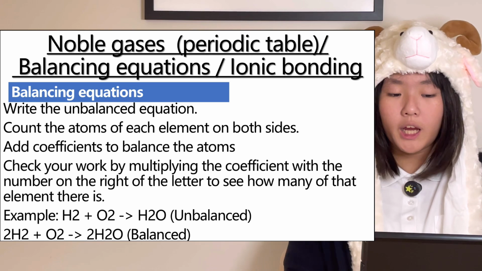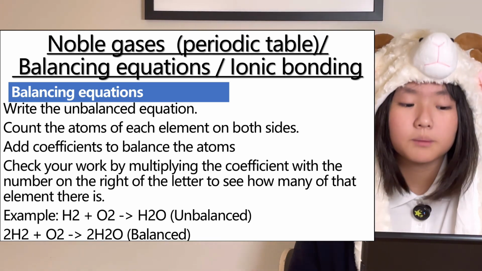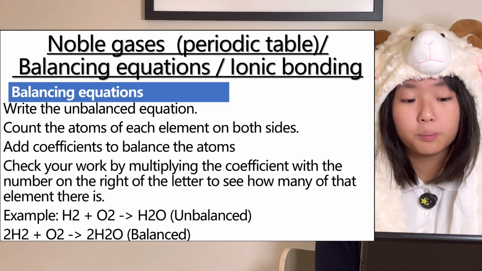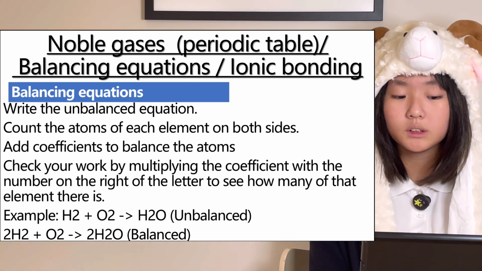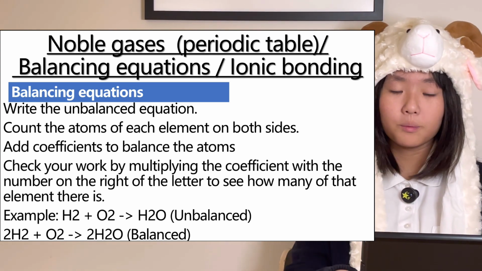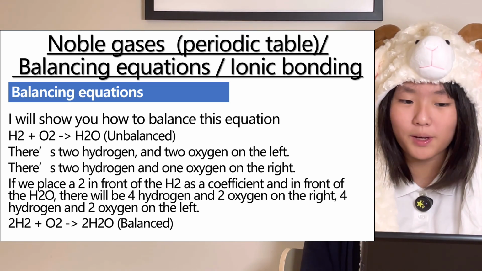For example, H2 plus O2 equals H2O. This is unbalanced. Now I'll make it balanced. 2H2 plus O2 equals 2H2O, which is balanced. I will show you how I balance this equation.